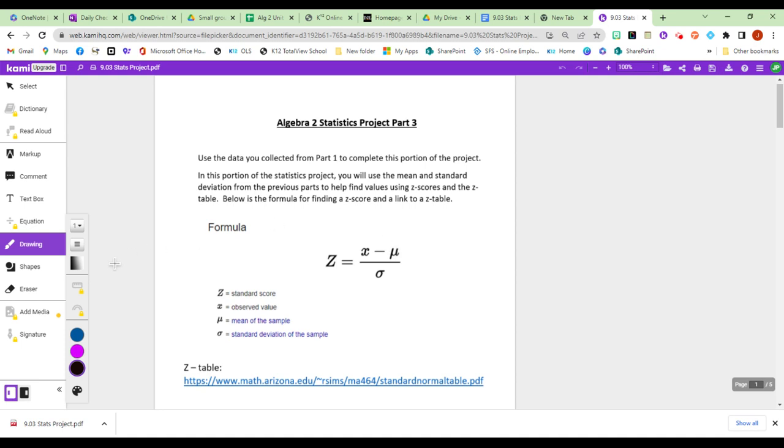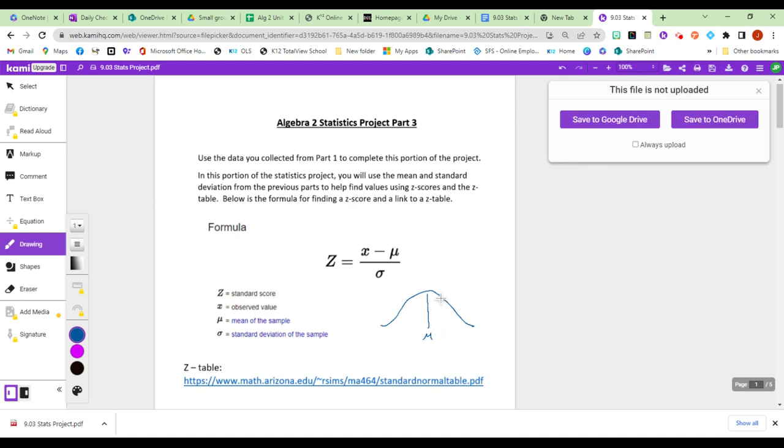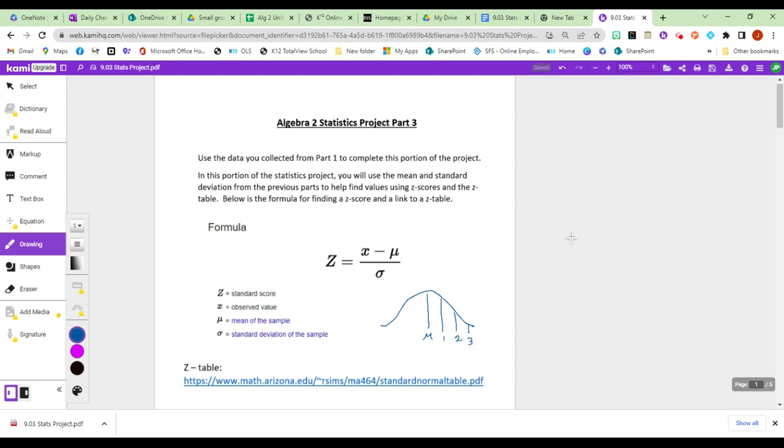So if we're thinking about a bell curve, then we know that in the middle is our mean. And then z-scores are going to be at our standard deviations. 1 is a z-score because it's 1 standard deviation to the right. 2 is a z-score because it's 2 standard deviations to the right. And 3 is a z-score. There may be z-scores that are not exactly at 1, 2, and 3, so not exactly at our standard deviations. And we can find those by using a z-score table.